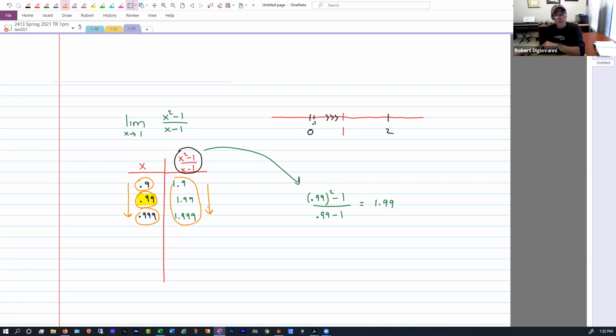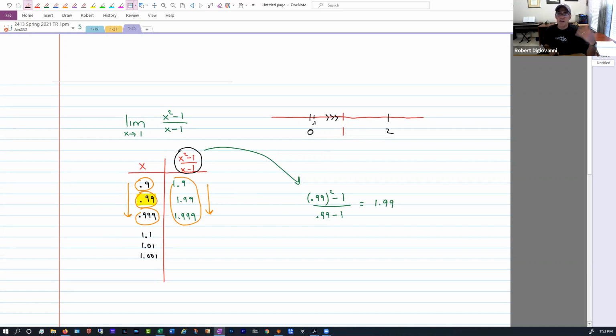But we also need to check the right-hand limit. So Laura, what could I use here in my table to check the limit from the right? Give me a number that's close to 1, but on the other side. 1.1. 1.1, how about even closer? 1.01. Closer.